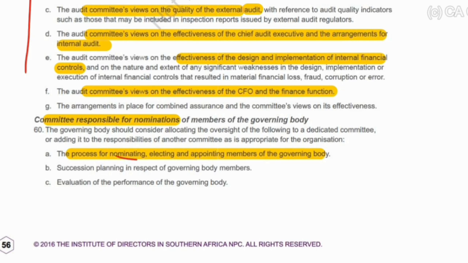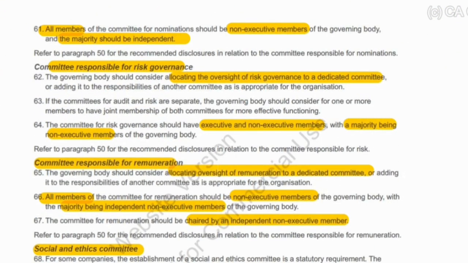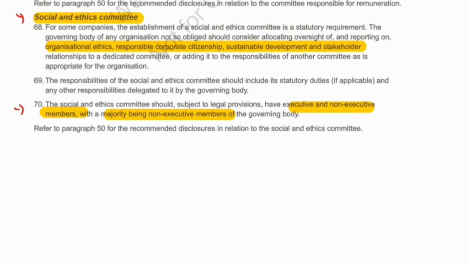And then they go into nomination. They are there for nominating governing body members, and all members should be non-exec, majority independent. Risk, they are responsible for oversight of risk and who the composition can be. Remuneration, responsible for the remuneration policy, who your members can be. Social and ethics, what they do and who the members can be.